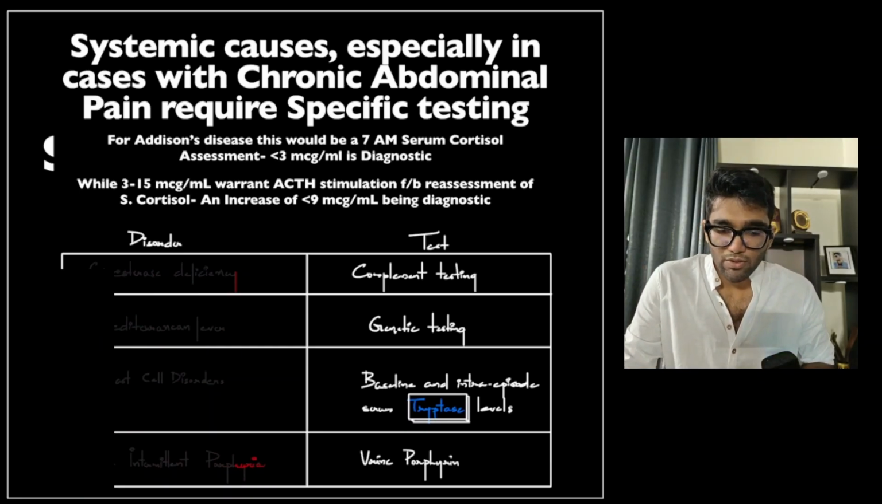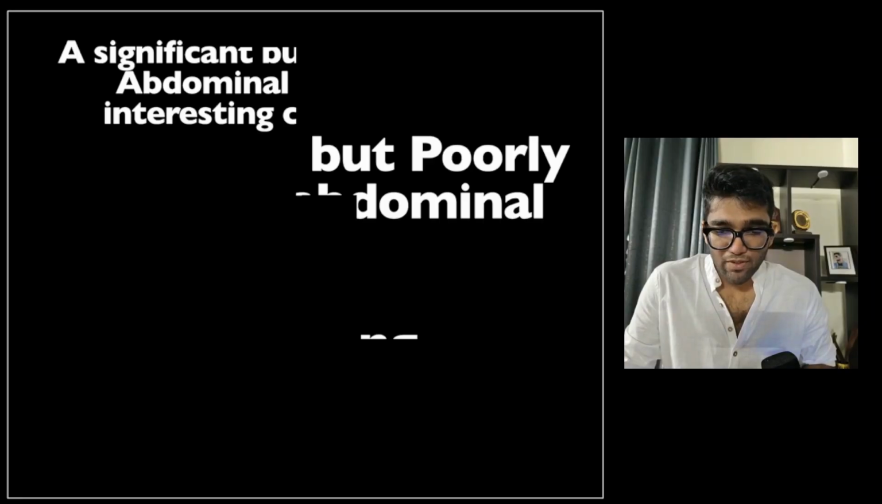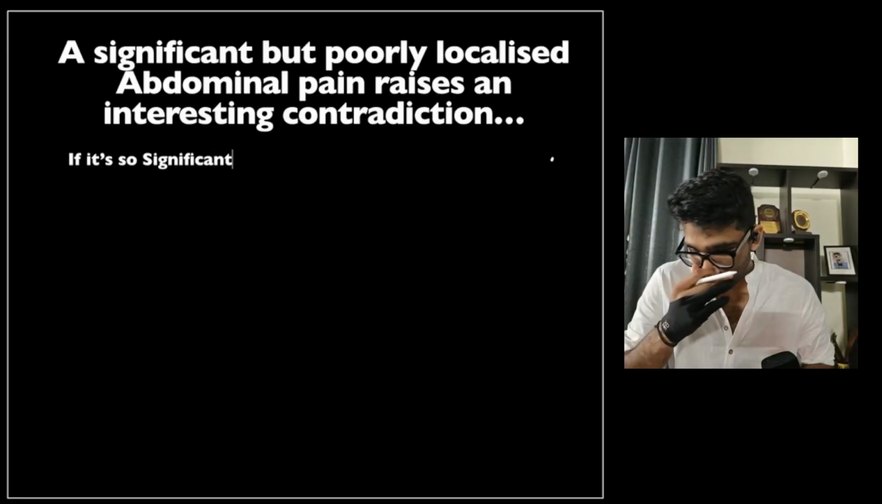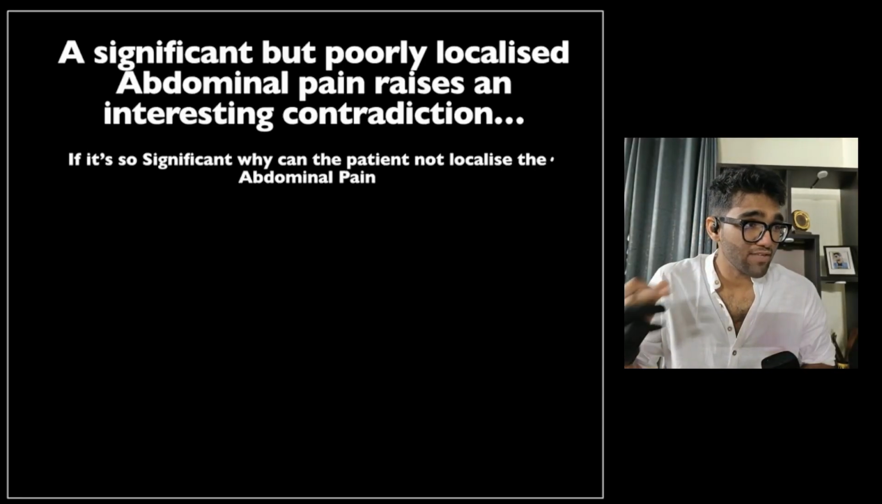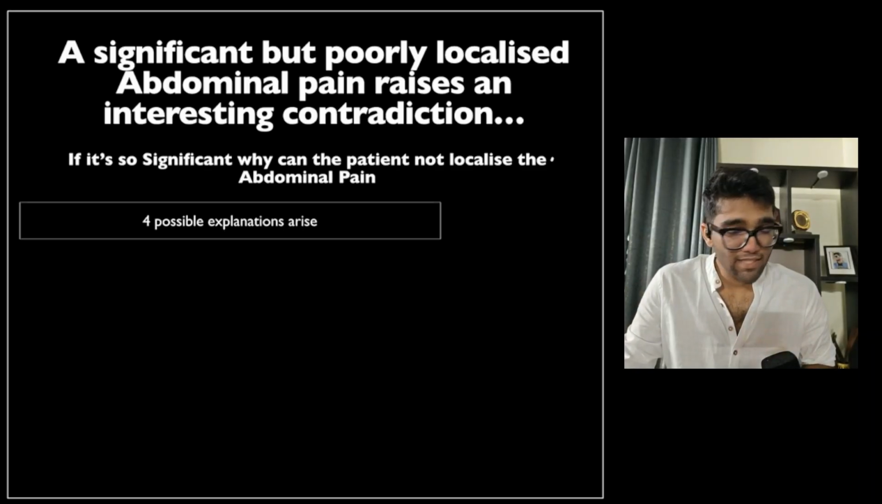Next, coming to your significant but poorly localized abdominal pain. Again, this may or may not be with vomiting. Now, the thing is, it is significant, but it is poorly localized. So that's a little odd, right? Why would the patient have significant abdominal pain, but not be able to localize the pain properly? So there are actually four possible explanations for this.